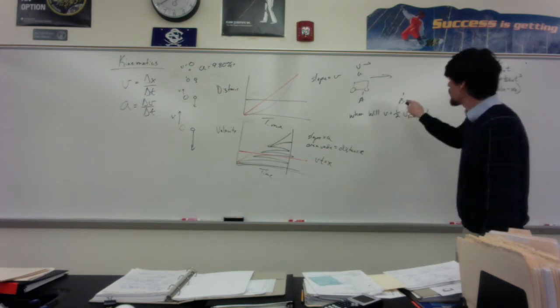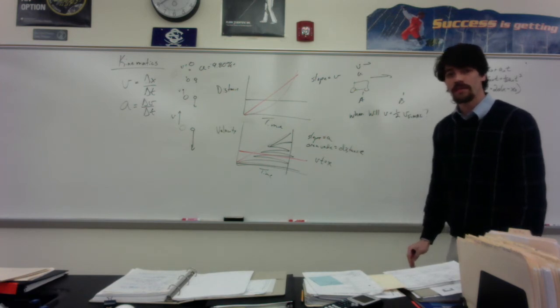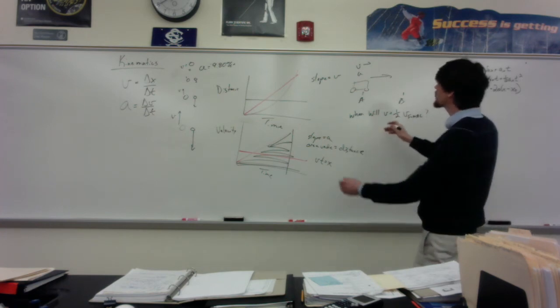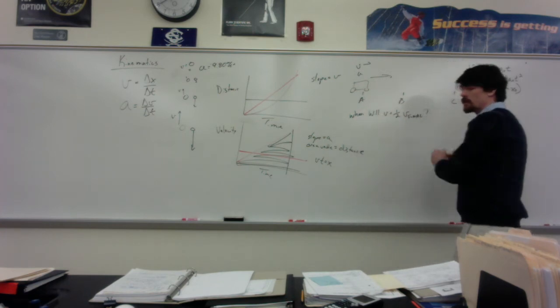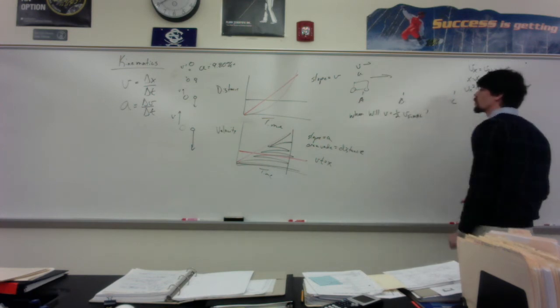Now, it may appear that it would be someplace near B, right? No, it's actually between A and B. Why is that so? Because it's covering more distance per time interval as it starts increasing in its speed and moving to the right.